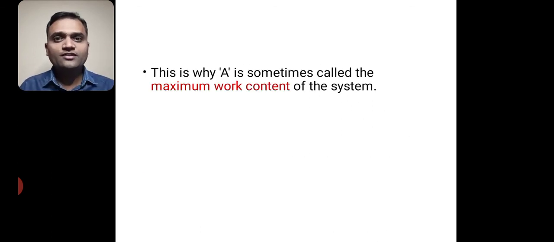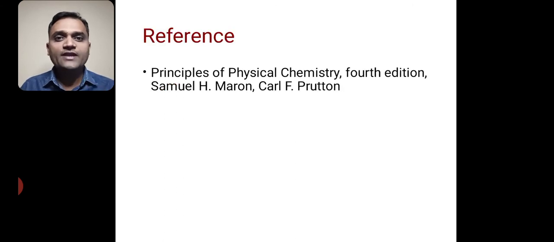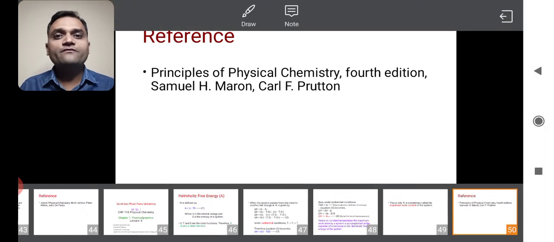So this is all about the Helmholtz free energy. In the next lecture we are going to study Gibbs free energy.